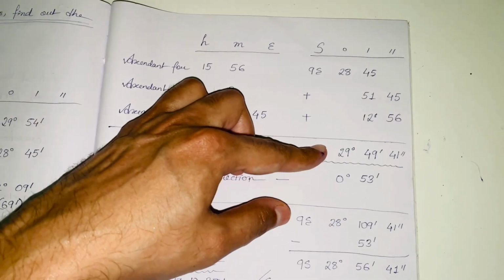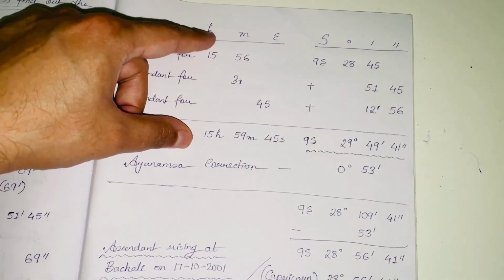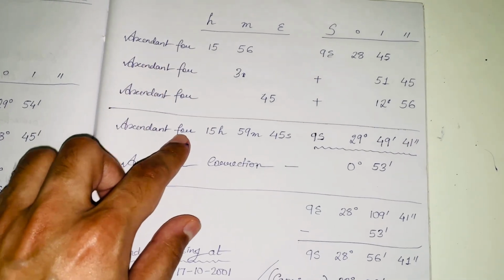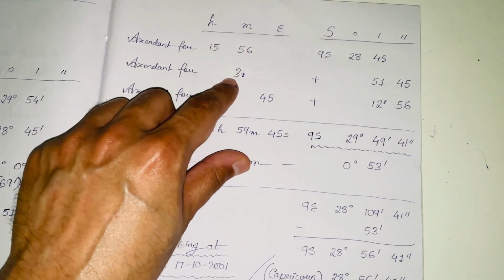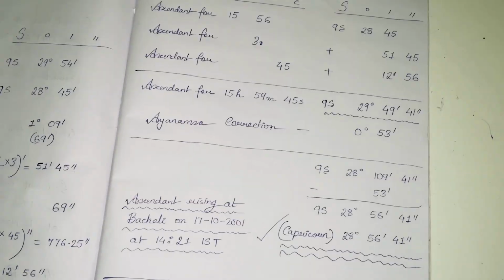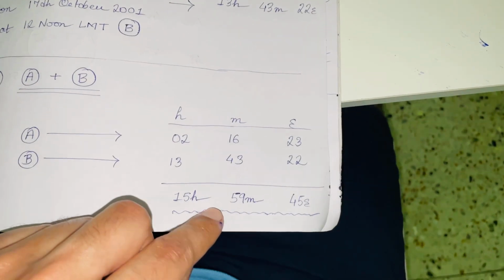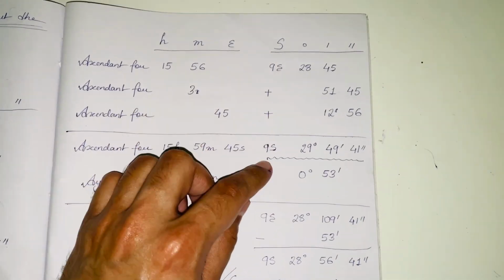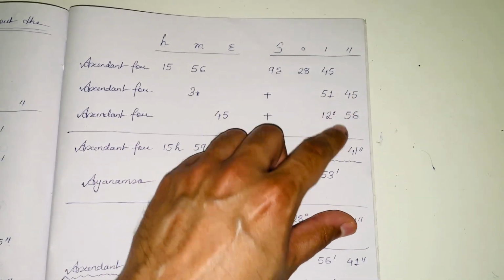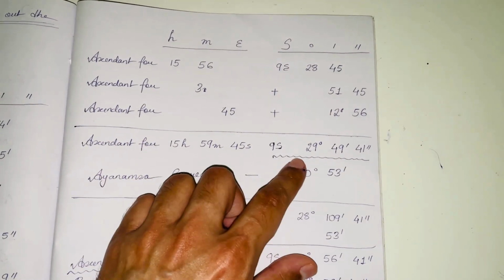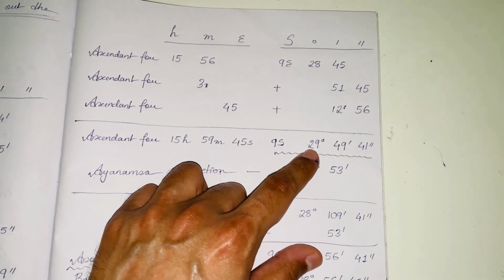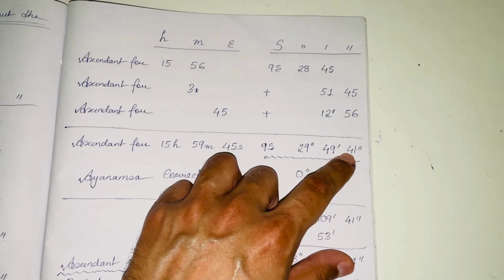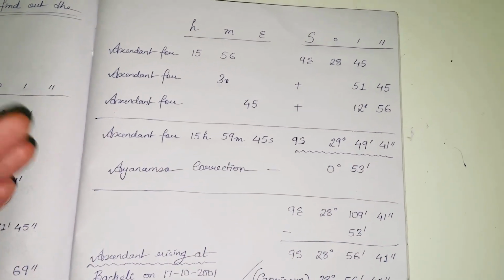So when you add these 3 values, you are arriving at the ascendant for 15 hour 59 minute and 45 second, which is exactly what we have calculated over here. If you add these 3 values, you will be getting 9 signs past 29 degree 49 minutes and 41 seconds. All right. Now what you need to do?